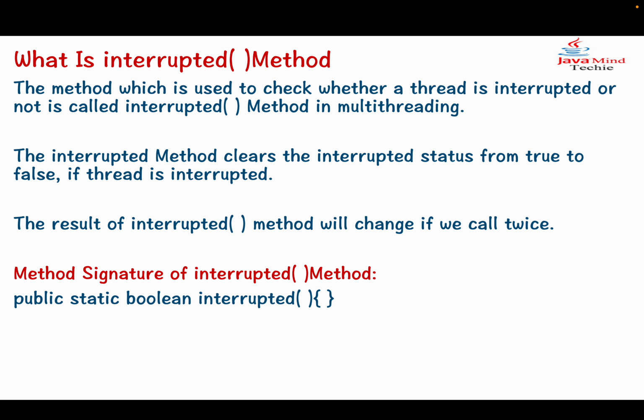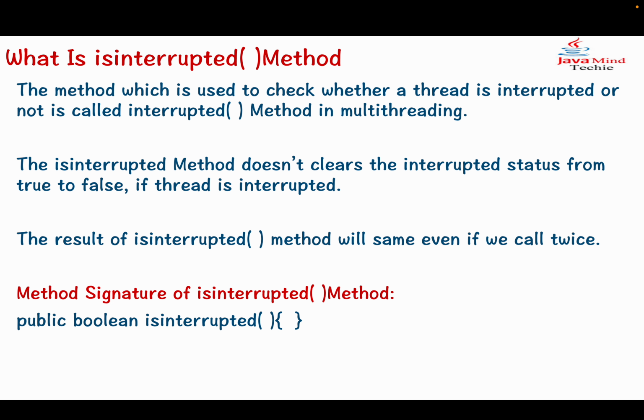Then, last but not least, this is also an important method, that is isInterrupted. What is the isInterrupted method in our multi-threading? The method which is used to check whether a thread is interrupted or not is called the isInterrupted method. I hope you understood. So isInterrupted and interrupted both have the same purpose: the method used to check whether a thread is interrupted or not. For checking purposes, we call the isInterrupted method in multi-threading.